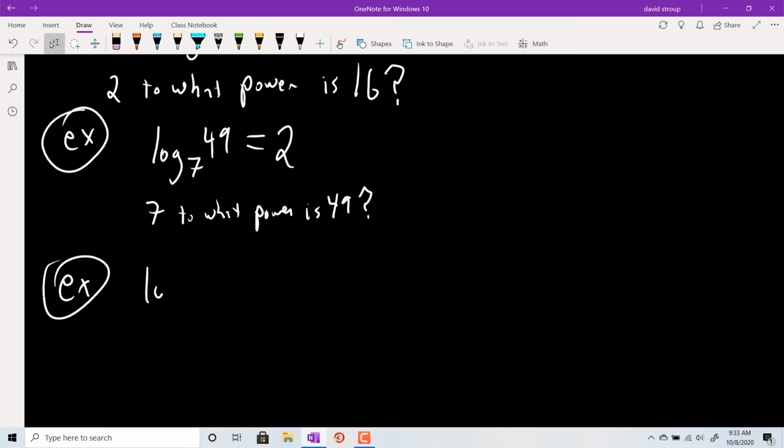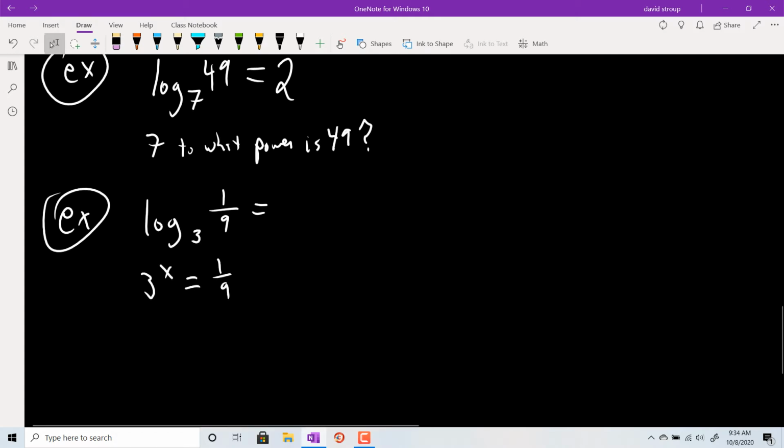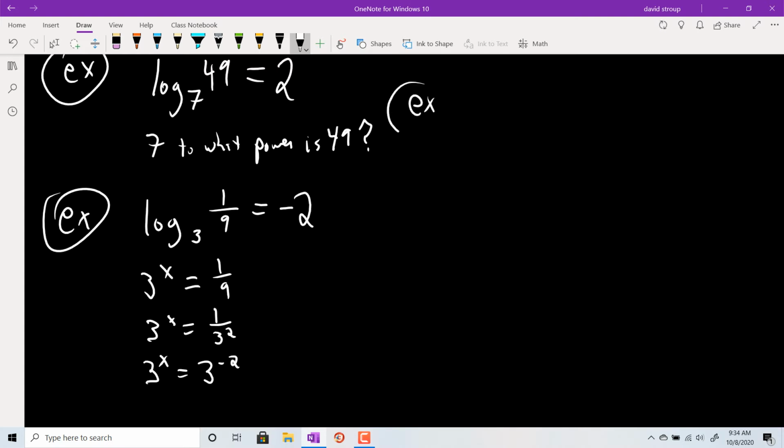So another, log base 3 of 1 over 9. Okay, so 3 to what power is equal to 1 over 9? You could kind of solve this, 3 to the x. 1 over 9 is the same as 1 over 3 squared, right? And then 1 over 3 squared is the same as 3 to the negative 2. So 3 to the negative 2 is equal to 1 over 9. So it's negative 2.